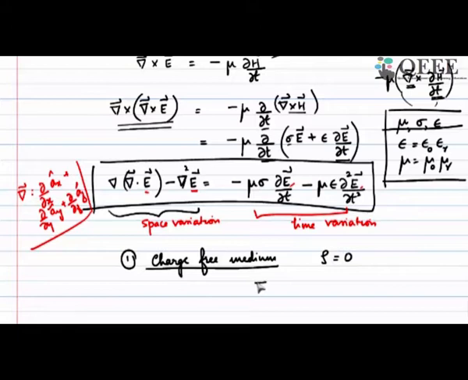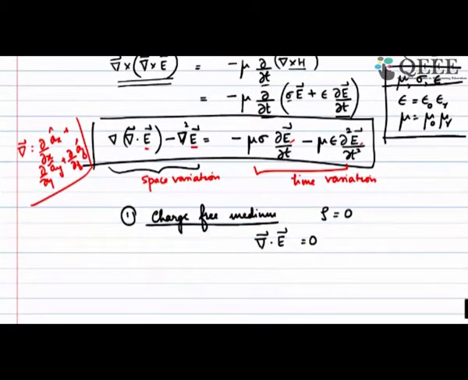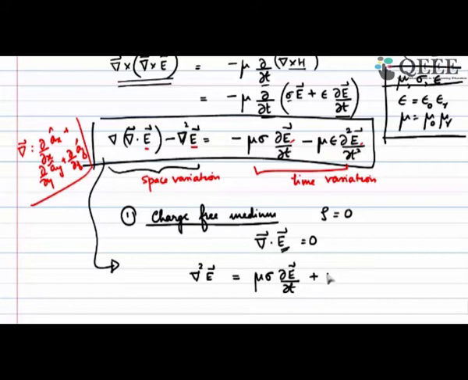Because charge density is 0, my divergence of E is 0. There is no charge, there is no divergence. It does not mean the field itself is 0; the field can exist, but its divergence is 0, it is not spreading out. Under that assumption, how would this equation look? My divergence of E is 0, so I have del square E equal to, all these negatives will get cancelled, mu sigma del E by del t plus mu epsilon del square E by del t square.